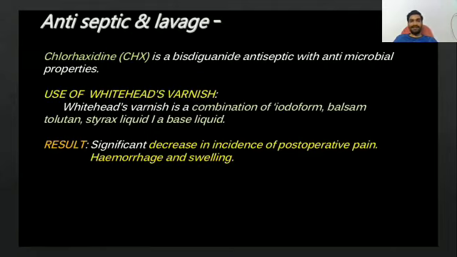Next, antiseptic and lavage. Chlorhexidine is a bis-biguanide, right? What is chlorhexidine? It is a bis-biguanide antiseptic with antimicrobial properties. It prevents the infection. Along with that, it also kills the bacteria.